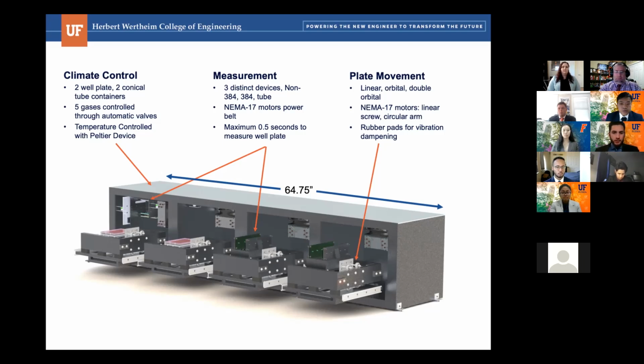The linear motion is achieved through a stepper motor and a screw. The circular is achieved through a motor with a radial arm attached to shake it in the orbital. And when engaging both of these, we can receive the double orbital pattern. All of these designs came together based off of our main driving concepts. Next slide.